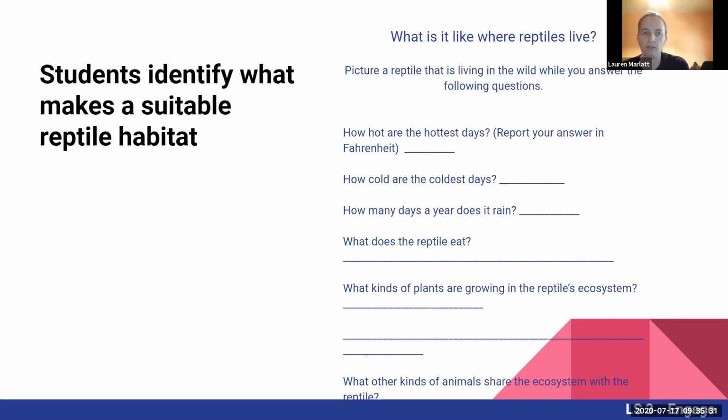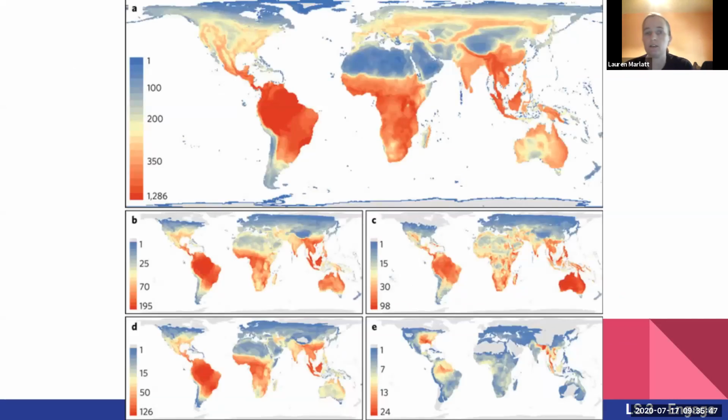You know, where would they live? Would it be cold? How long would it be cold? Would it be hot? How long would it be hot? What do they eat? What kind of plants do they need? What other kind of animals would be there with them, right? Really creating a picture. And then we do have in there for them to actually draw it as well. And then they're going to look at a map and they're going to say, where on the earth would I find them? So like, where would that actual place be?